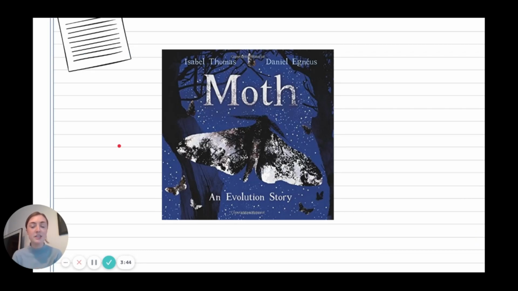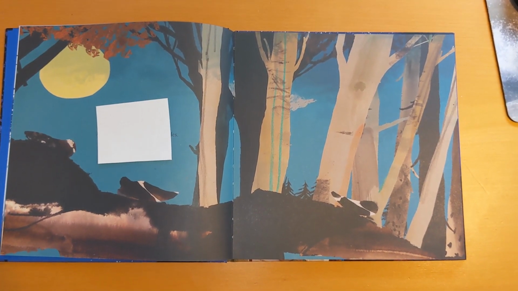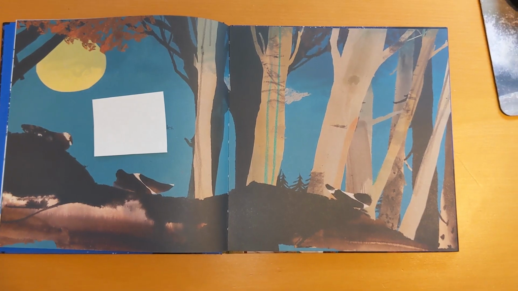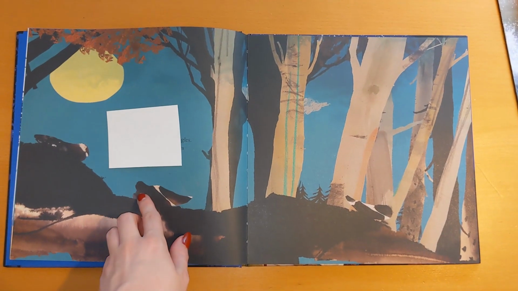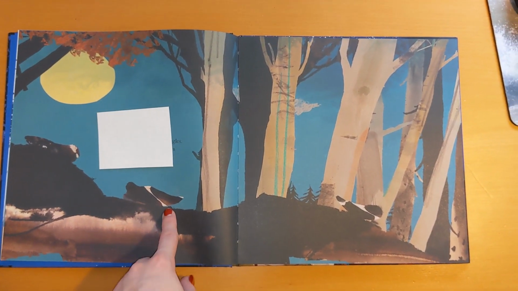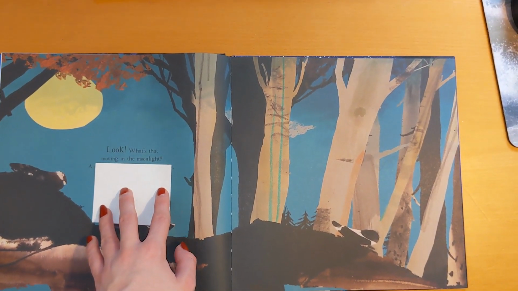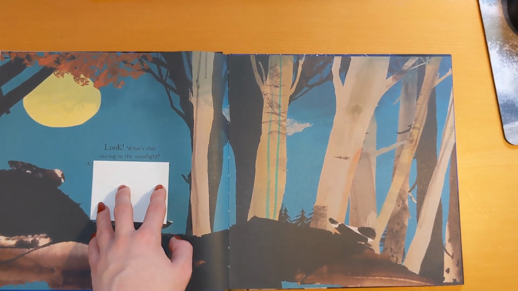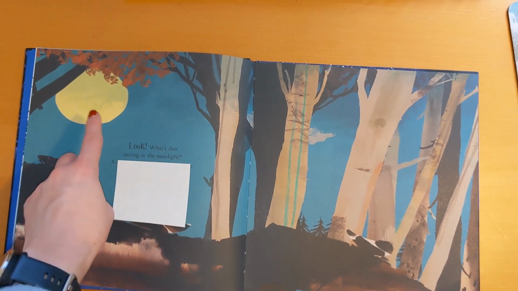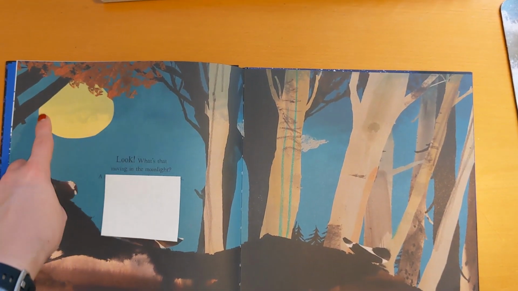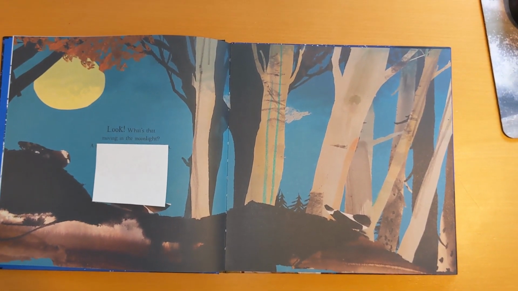Let's read a couple more pages. This is what the next page of our book looks like. Does it look like you expected it to? What can you see? I can see trees and I can see this funny looking figure. What do you think that might be? Let's read the first sentence. It says, look, what's that moving in the moonlight? Ooh, so whatever these funny looking figures are, they are moving. And now we know it's night time, we know this is the moon. Is that what you thought? Have you got an idea what the creature might be yet?